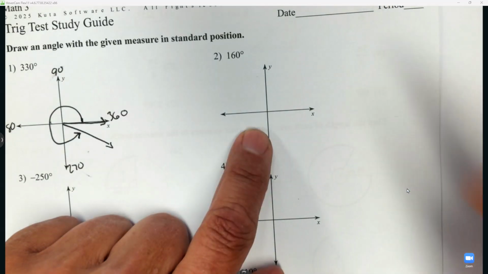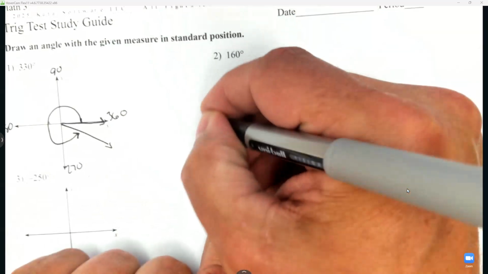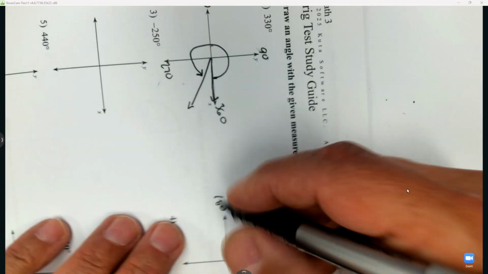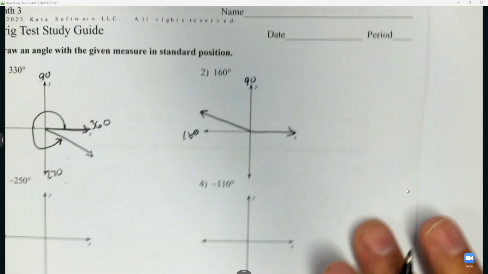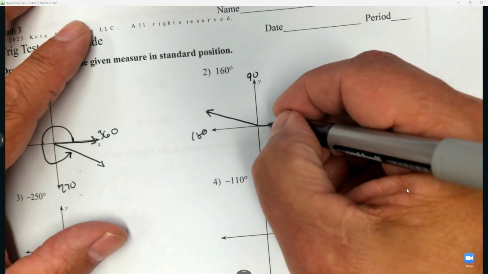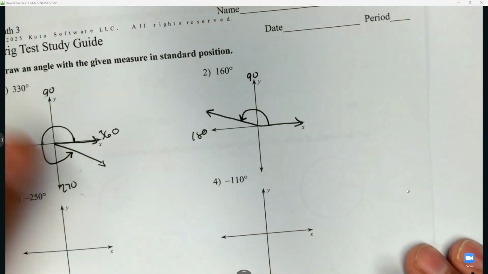All right, 160 is in quadrant number 2, and it's a little closer to 180. So I'm going to draw that closer to 180. I'm also going to draw the initial side, and then I'm going to go counterclockwise and end there and draw my angle.